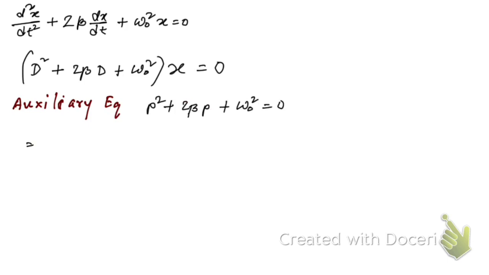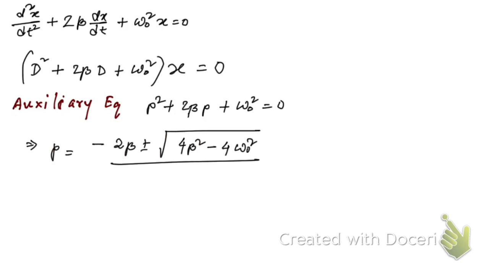sorry, okay, so here I have considered p square plus 2βp plus omega naught square. P is a variable, and this is nothing but a quadratic equation, and this is known as the auxiliary equation here in this case. So let us solve this. If we apply the quadratic formula, we can solve this way, right?